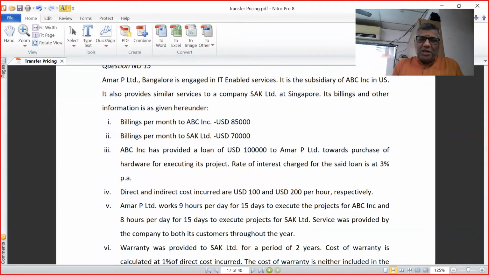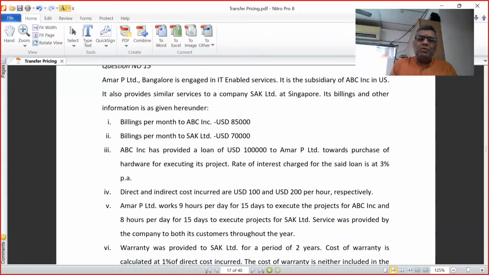ABC Incorporation has provided a loan of US dollar 1 lakh to Amar Private Limited towards purchase of hardware for executing this project. Rate of interest charged for the said loan is 3% per annum, indirect cost. Indirect cost. Okay. Direct and indirect cost incurred are $100 and $200 respectively per man-hour.